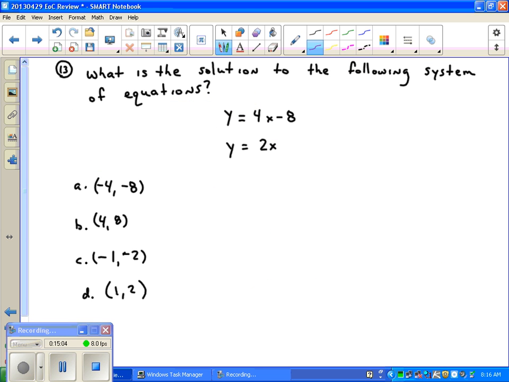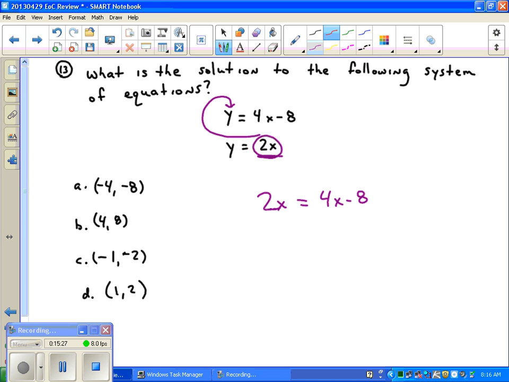Number 13 says, what is a solution to the following system of equations? This one actually sets itself up easier to use substitution because you have y equals all by itself. So take this value of y, 2x, and just plug it in place of the other y. So what you have is 2x equals 4x minus 8.